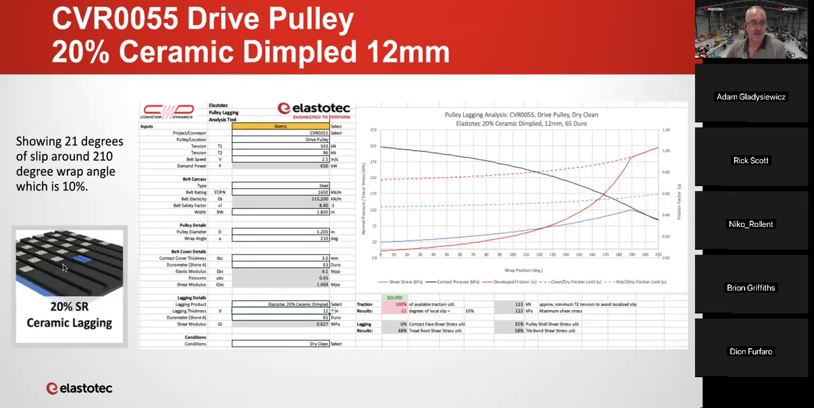This is what we call a checkerboard ceramic. So it's 20% ceramic coverage and 12 mil. Our localized slip still exists. We've got 21 degrees of localized slip. We're not showing the second graph because we don't have any fatigue problems with this particular lagging.